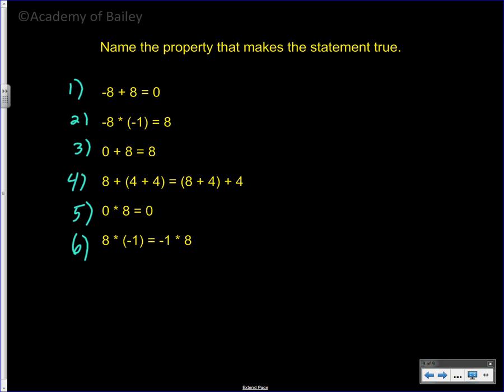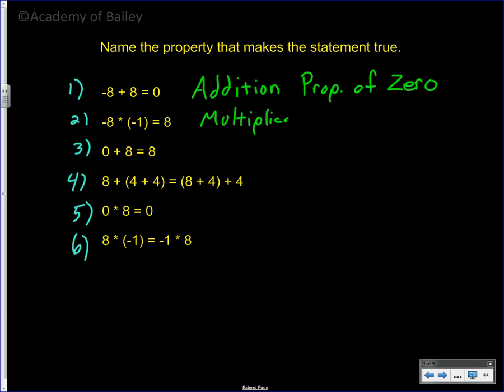All right, you should have the answers here. Let's go through these. Number 1, you should have the addition property of 0. Number 2, you should have the multiplication property of opposites. And you just listen for the last 4, and I will tell you what they are. Number 3 is going to be the identity property of addition, because you get what you started with.